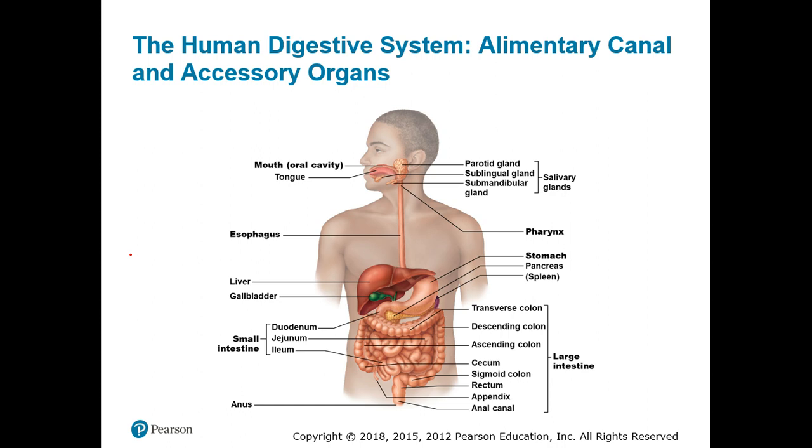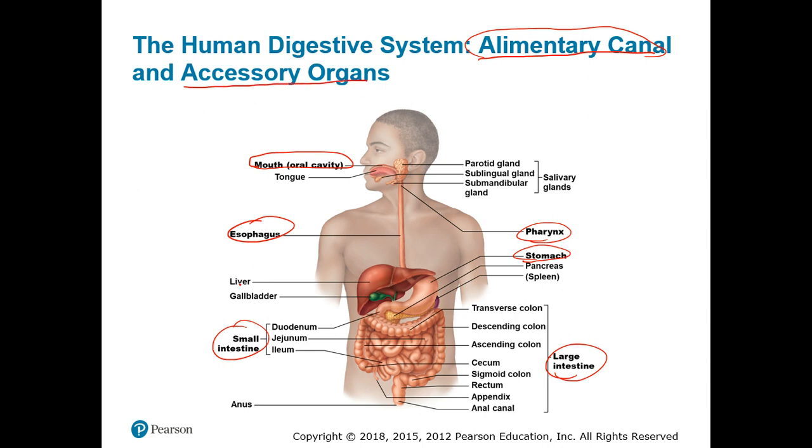Here we have our alimentary and accessory organs outlined in this image. Our alimentary canal organs are going to be things like our mouth, esophagus, small intestine, large intestine, stomach, and pharynx. So I'm going to go ahead and circle those. Our accessory organs are going to be things like our liver, gallbladder, salivary glands, our tongue, and even our teeth.